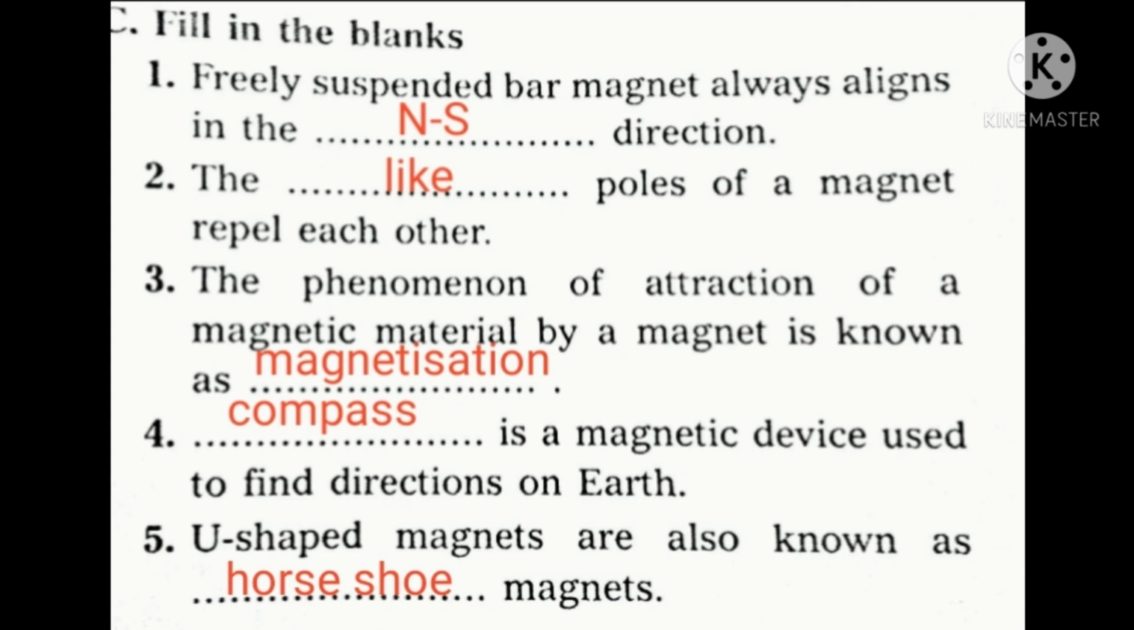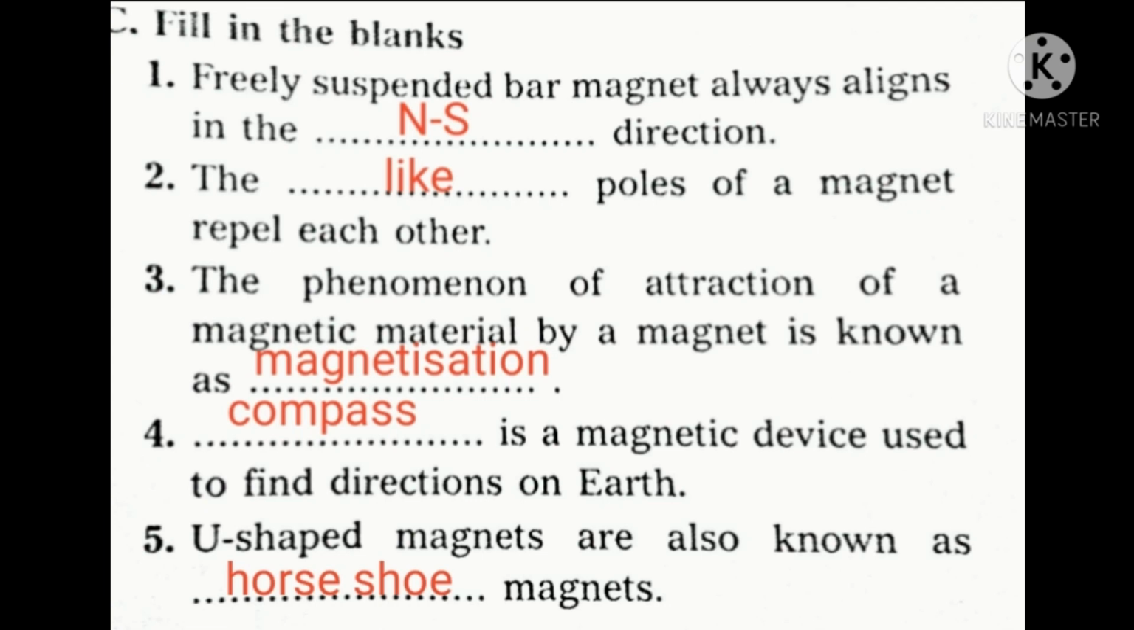Next one, fill in the blanks. A freely suspended bar magnet always aligns in the dash direction. A freely suspended bar magnet always aligns in the north-south direction. So N for north, S for south. The dash poles of a magnet repel each other. The like poles of a magnet repel each other, and unlike poles of a magnet attract each other.